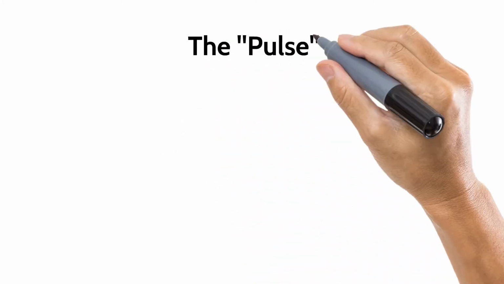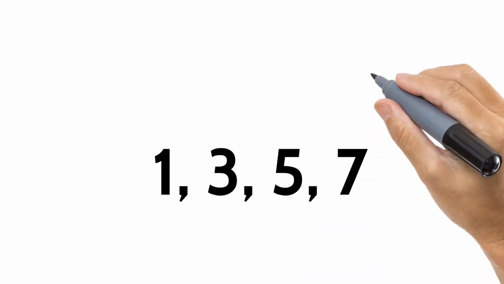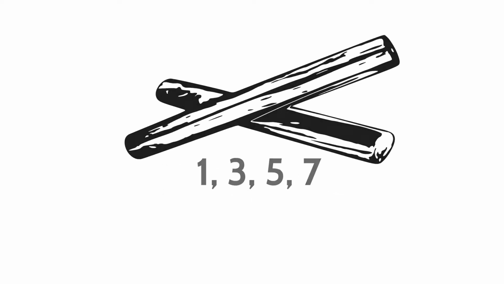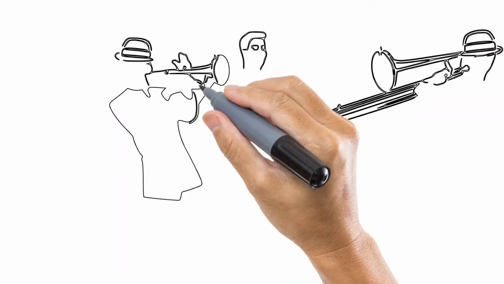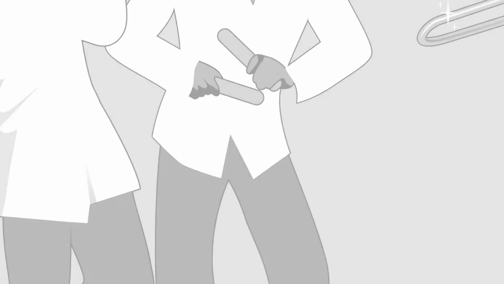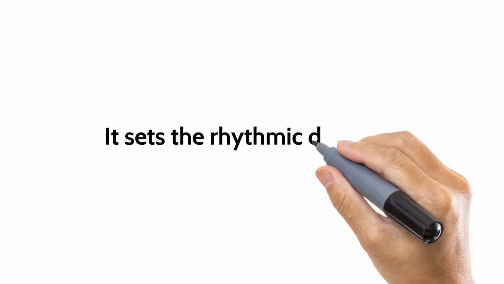Now remember that the pulse highlights beats 1, 3, 5, and 7. And while the pulse provides a foundation that maintains stability, the clave is the rhythmic foundation that gives salsa music its characteristic flavor. So one way that the clave affects salsa music is it sets the rhythmic dynamic.